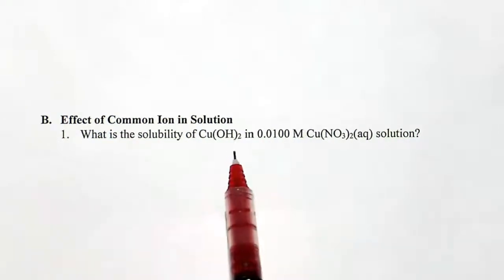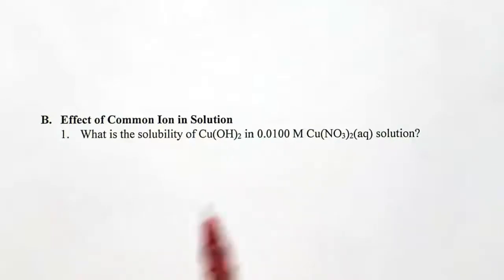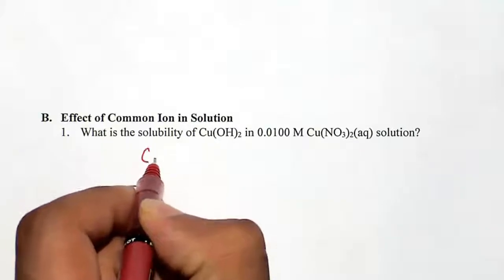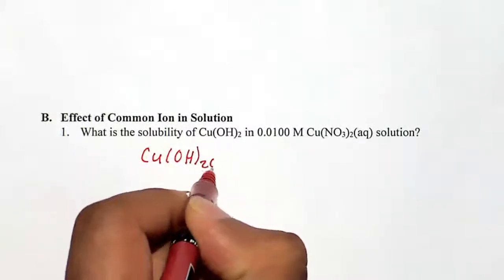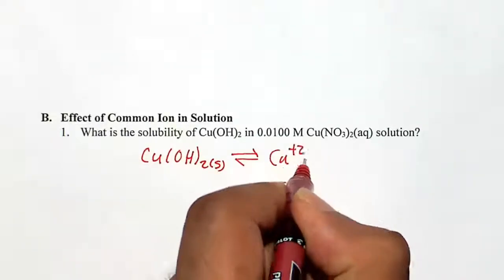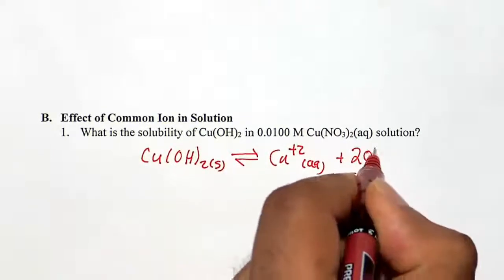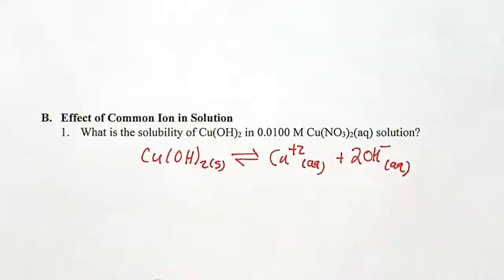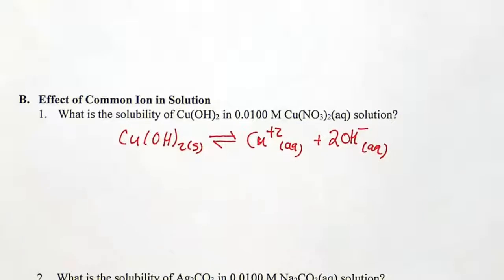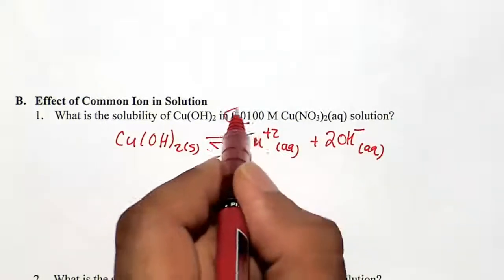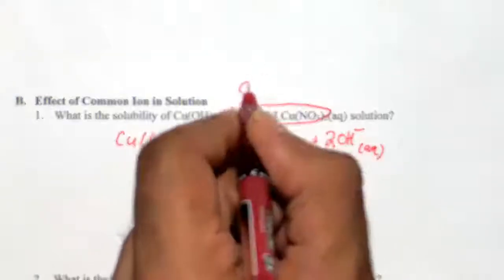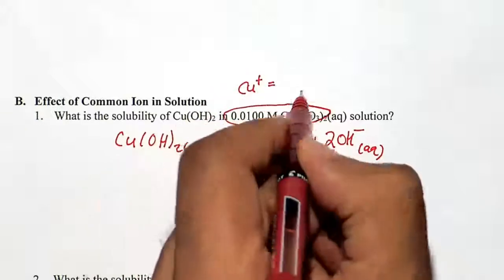What happens if you take some of that solid copper hydroxide and dump in copper nitrate? So the exact same situation occurs here. We have our KSP, a sparingly soluble solid in equilibrium with copper ion and 2 hydroxide ion. So we'll do our ice table as before. We won't use X, we'll use S for solubility. But now we have 0.0100 molar copper nitrate. You remember all nitrates are soluble.